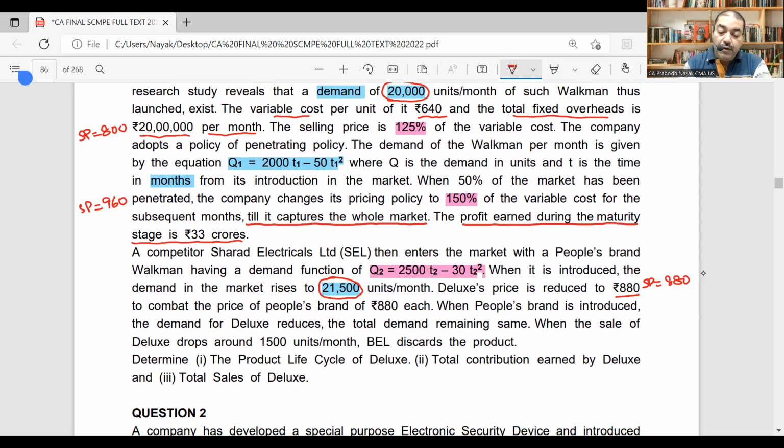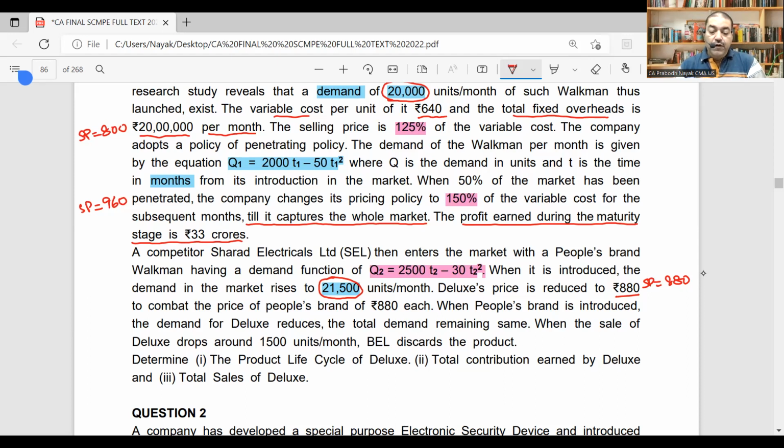When People's brand is introduced, the demand for Deluxe reduces. The total demand however remains the same. That means total demand is going to be 21,500. But demand for Deluxe, meaning my company's product, is going to reduce. When the sale of Deluxe drops around 1,500 units per month, that means we are declining. We have gone from 10,000 to 20,000. From 20,000, we are falling now. And when we fall to the level of 1,500 units per month, DL discards the product, stops manufacturing.